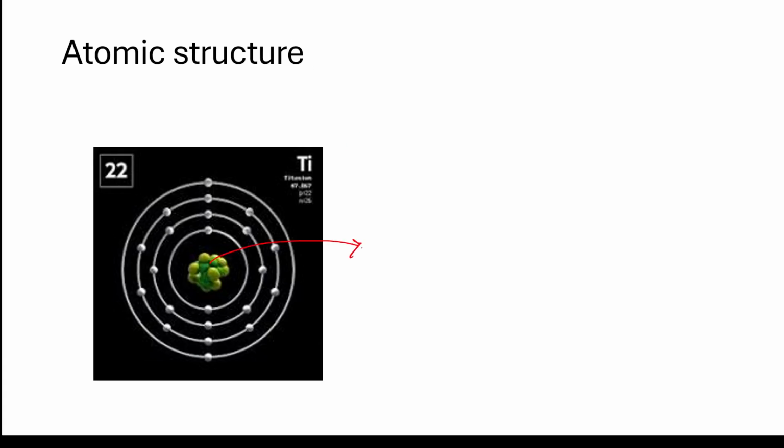This part is a nucleus. And what does the nucleus consist of? It consists of protons and neutrons. So most of the mass of the atom is at the center. That's why in Rutherford's experiment, very few alpha particles were deflected back. That shows that the mass is very small and at the center.